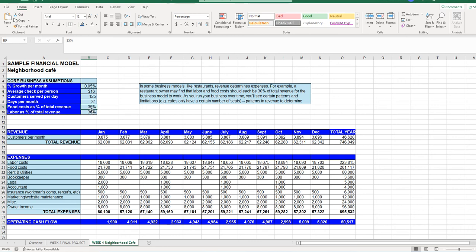The same kind of thing also happens with labor cost as a percentage of revenue. When we increase it to 35, profit reduces, and when we decrease it, the profit increases. So these two terms, food cost as a percentage of total revenue and labor cost as a percentage of total revenue, are inversely proportional. Actually, earlier I said directly proportional. These two are indirectly proportional to cash flow. When they increase, the total operating cash flow will decrease.